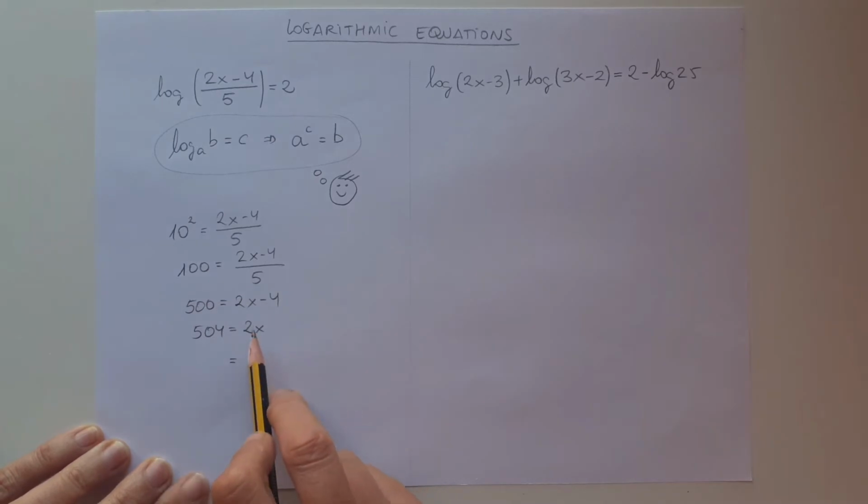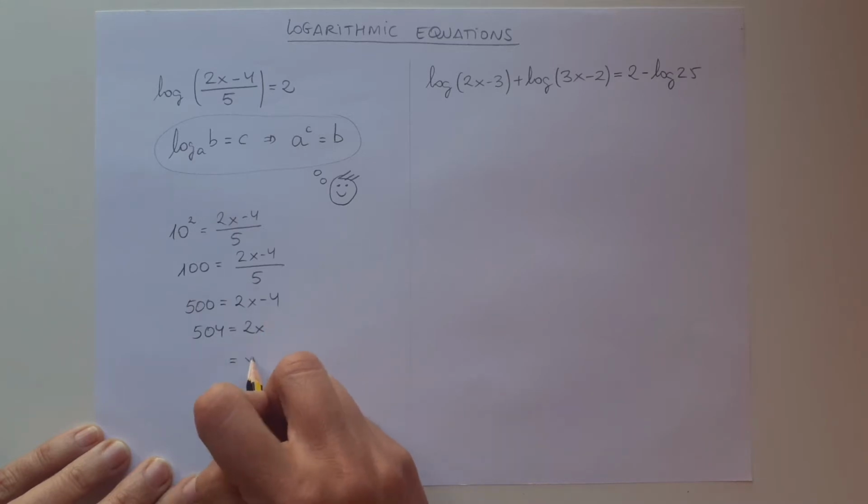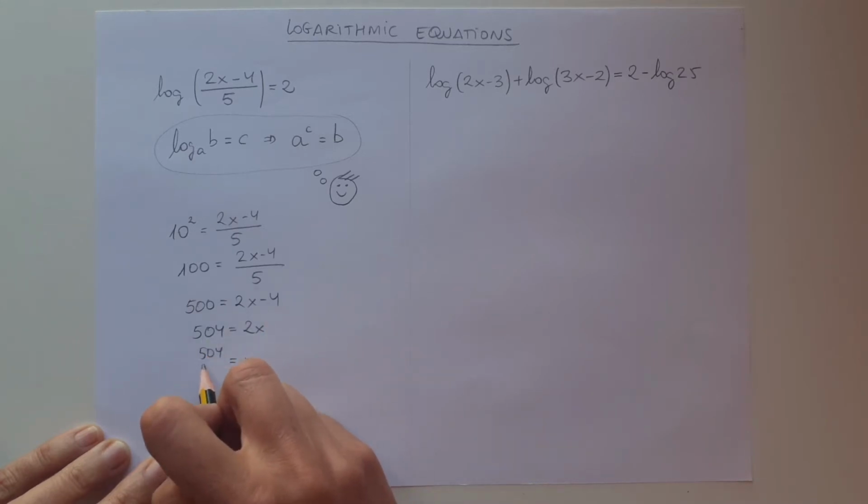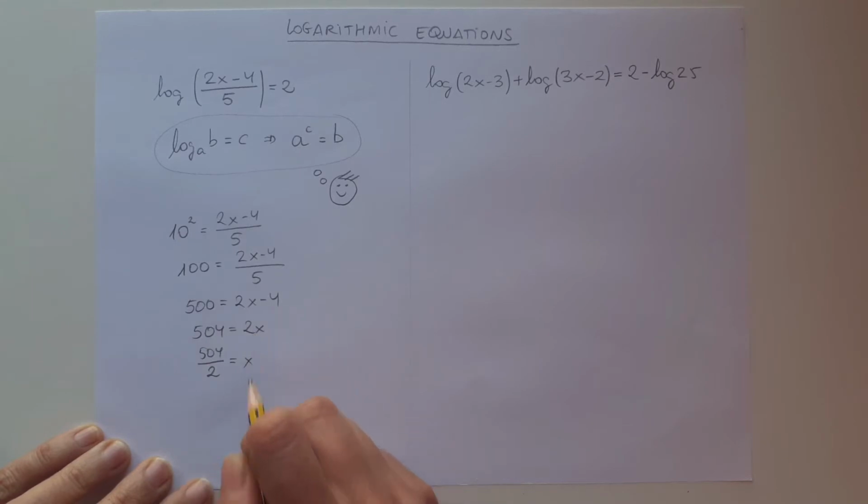And to conclude, we just need to put this 2 on the other side dividing, because here it is multiplying. And the final result will be 252. This is the final result.